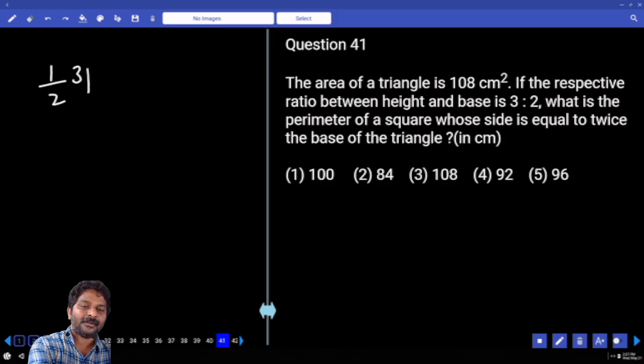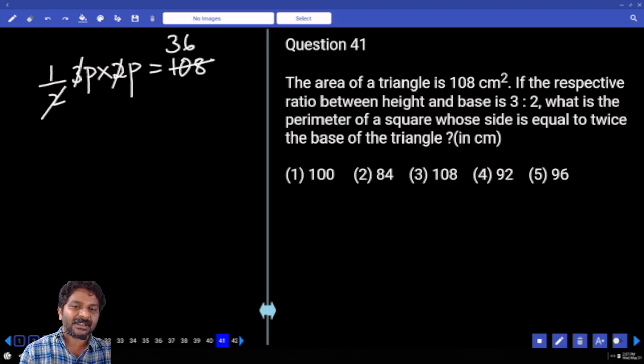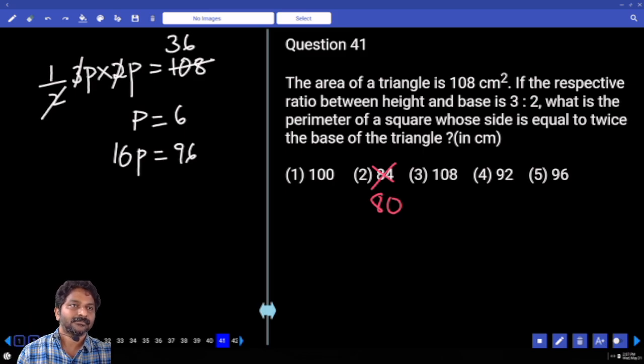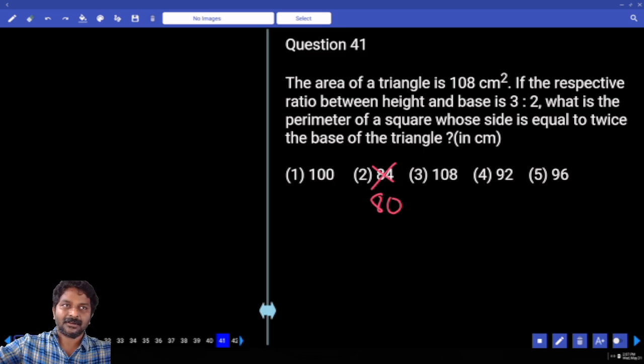Half base into height is equal to 108. Cancel. 3, 36. That means P is equal to 6. Question is about 16 parts, so 96. Right? Suppose if it is 80, we have not solved, still we can answer the question.